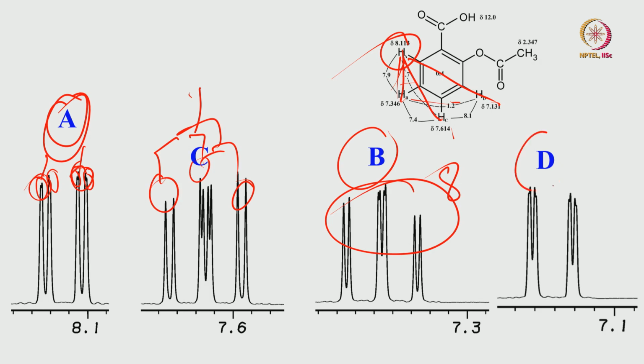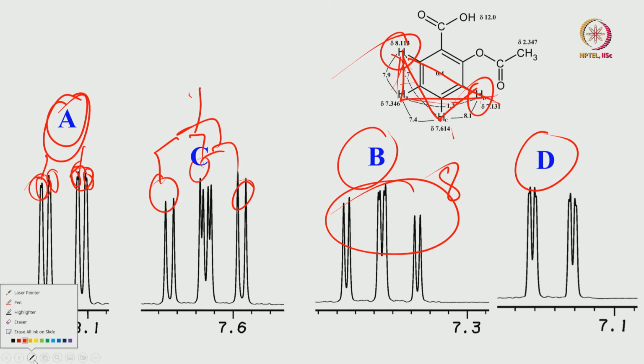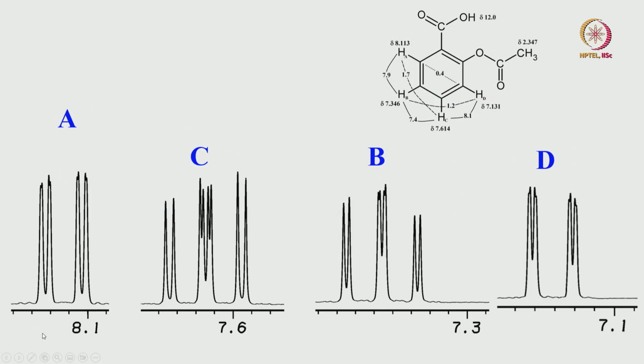What about D? This is proton D. This experiences 1 ortho coupling, 1 meta coupling and 1 para coupling, all are different. So, what will happen? What is the pattern you are going to get? It is a large ortho coupling, each of them is split into a doublet by meta coupling, and each line is split into 2 lines like this. You get 8 lines here. If you carefully see, each of them is a doublet, doublet, doublet, an 8-line pattern.